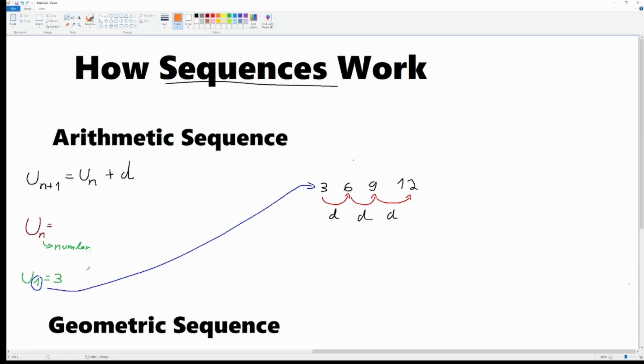So I'll give you a little challenge. What in this case is u_4? I'll give you a few seconds to think about it. So u_4 in this case is 12 because it's the fourth term, and so on.